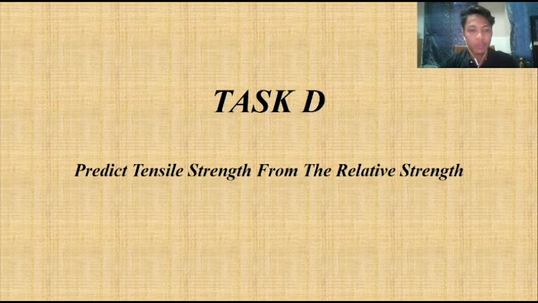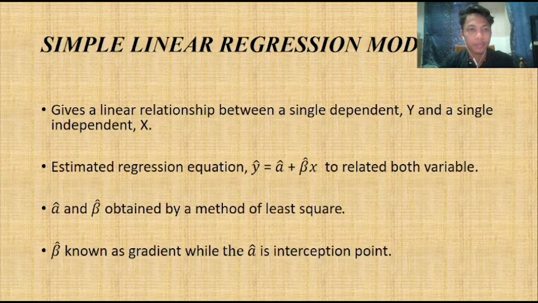For this problem, we need to predict tensile strength from the relative density given. We use a simple linear regression model to find the estimated regression equation. We need to know the linear relationship between a single dependent y and a single independent x. After that, we can estimate the regression equation y equals alpha plus beta x. We use the method of least squares to obtain alpha and beta. Beta is known as the gradient while alpha is the intercept.